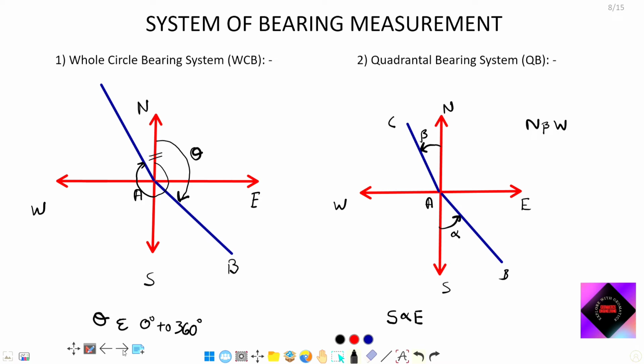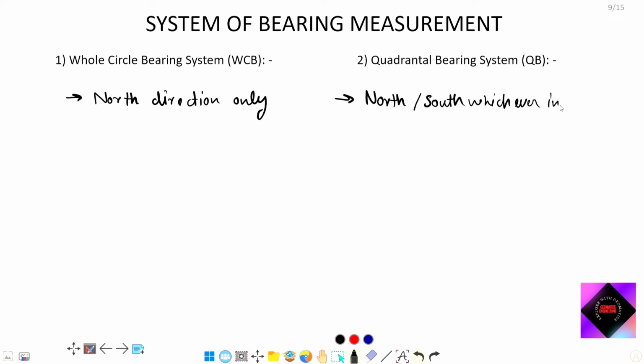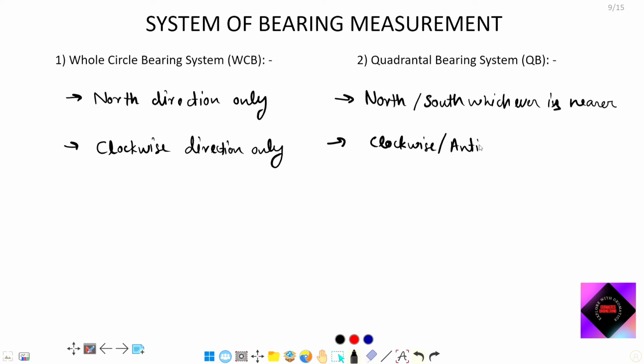Now I am concluding these two systems. In this system, measurement is always done from north direction only. Here, north or south, whichever is nearer. Now next thing, in this system we can move only in clockwise direction, only. And here clockwise and anti-clockwise both, clockwise or anti-clockwise, whichever will give acute angle.